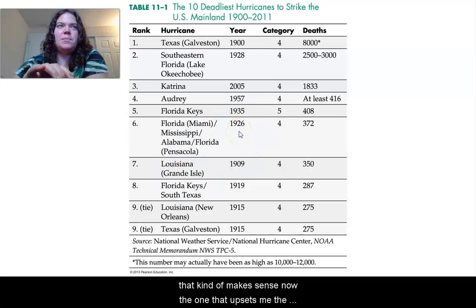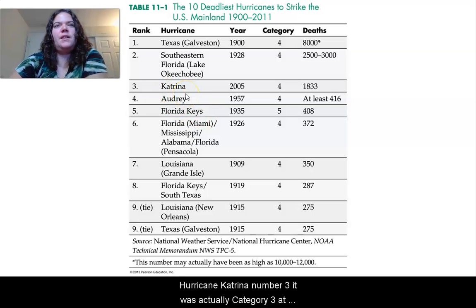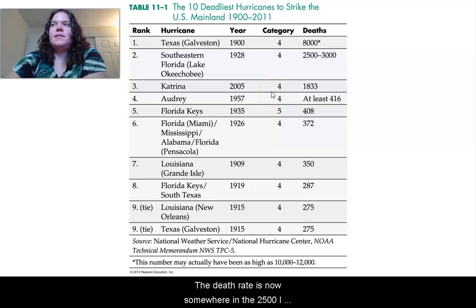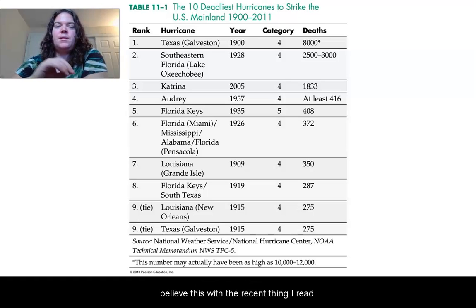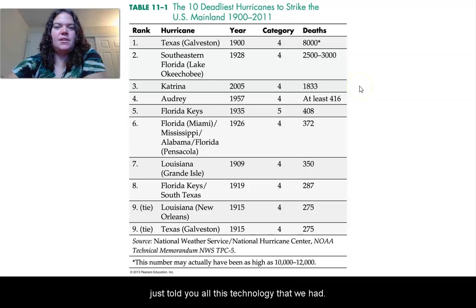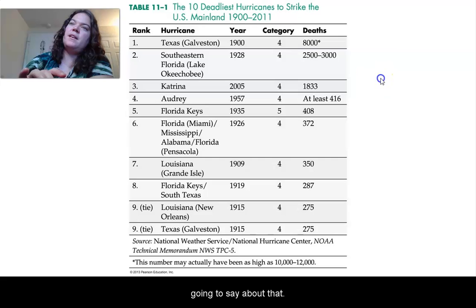Now, the one that upsets me the most is Hurricane Katrina, now ranked at number 3. It was actually Category 3 at landfall. That has been revised. This is 2005, in case you don't remember. The death toll is now somewhere in the 2,500s, I believe, from what I recently read. And to me, that's just unacceptable because, like I just told you, with all this technology that we had, they were told to evacuate, and it was just a disaster that didn't need to happen. And that's all I'm going to say about that.